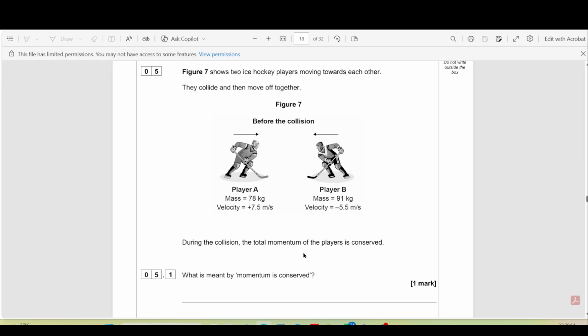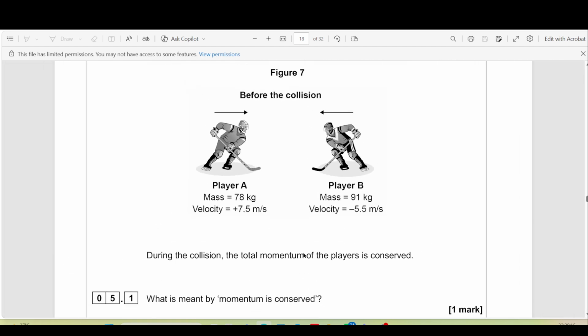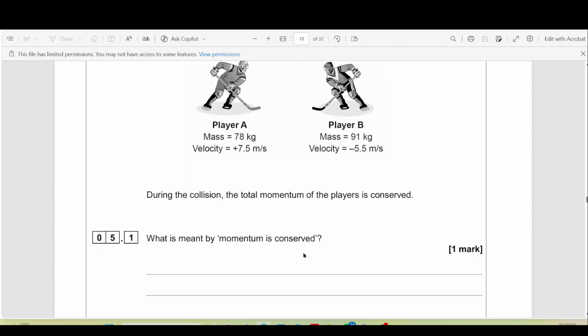Figure 7 shows two ice hockey players moving towards each other. They collide and then they move off together. During the collision, the total momentum of the players is conserved. What is meant by momentum is conserved? The momentum is kept the same and none is lost. The total momentum before collision is equal to the total momentum after collision. This is what it means.